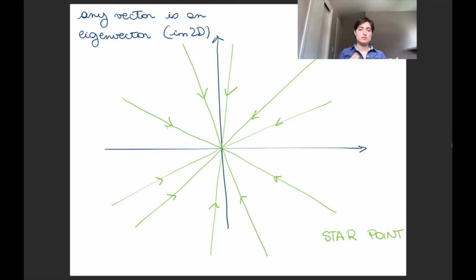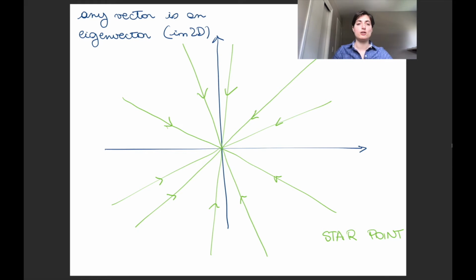Notice how this means that any vector in this R2 plane is an eigenvector. And that is true, because if you have an eigenvalue of dimension 2, with two eigenvectors, then any linear combination of the two eigenvectors is also an eigenvector. Think of the identity matrix 2 by 2. Any two linearly independent vectors are a pair of eigenvectors for the identity matrix. And this is a similar situation. We call this a star point because of the shape it has.